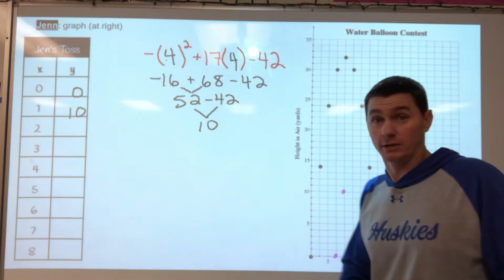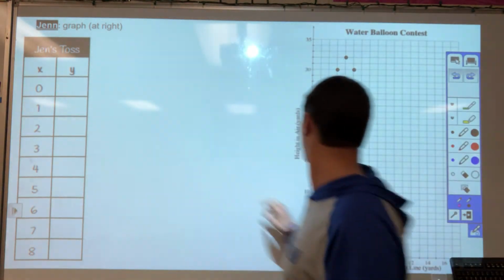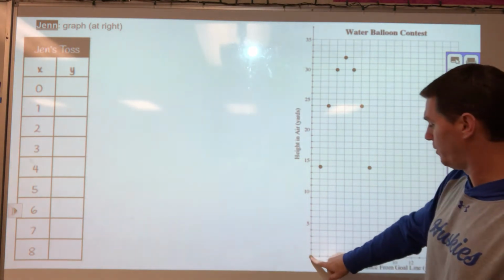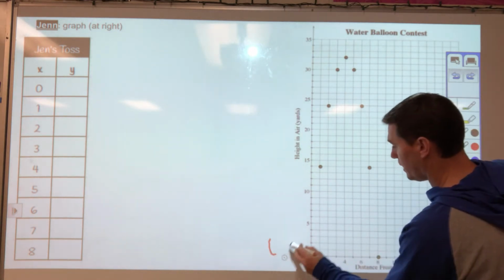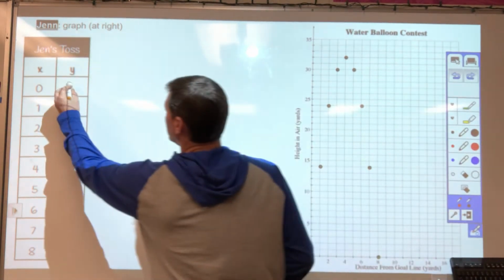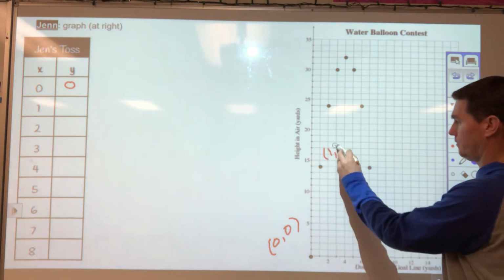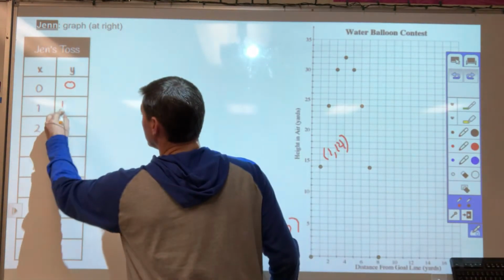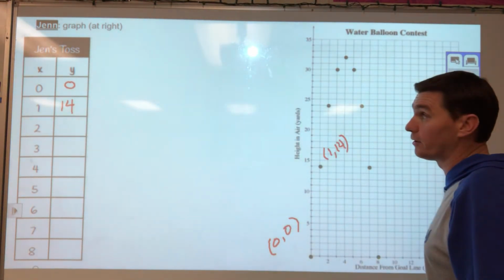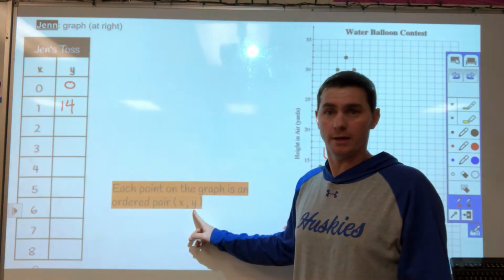All right, let's take a look at Jen. Jen's information. Well, we have the graph. All right, well, this graph includes quite a bit of information. Well, the first point here, every point is an ordered pair. So this first point is 0, 0. That's my x, that's my y. Okay, my next point is at 1, 14. I'm going to let you fill in the rest of this table. Bottom line for Jen, each point on the graph is an ordered pair, x comma y. There's your information.